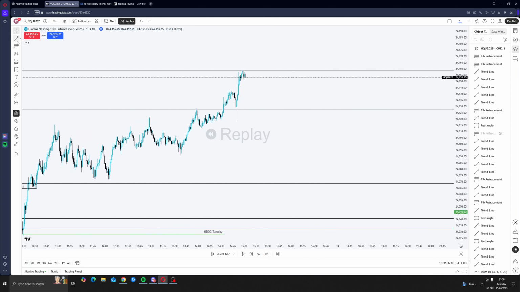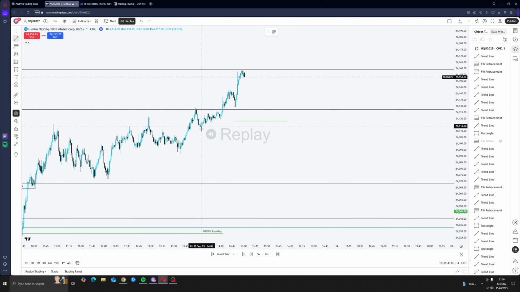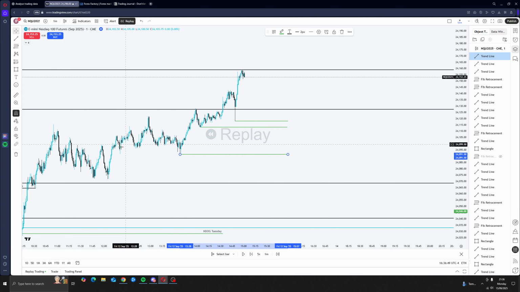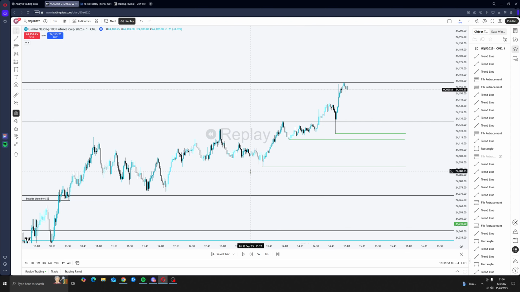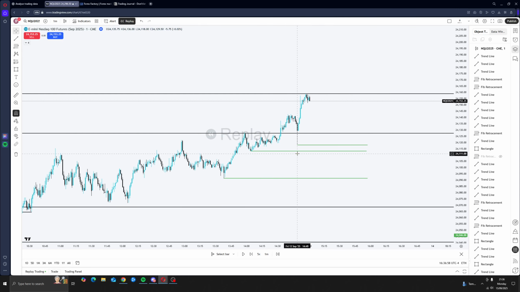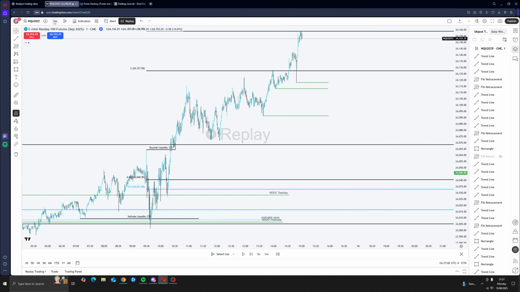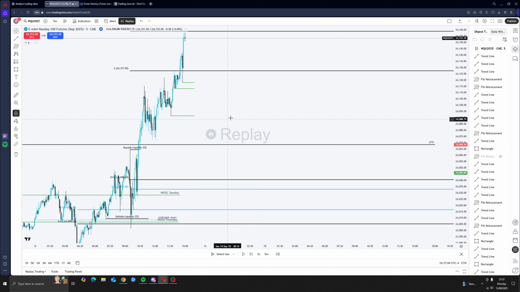We can aim for this low, and if we're feeling extra, this low. But this low took liquidity, so I wouldn't expect it too much. I want, what's this? This is a PM low. Yeah, this is our PM low. And macro. If we're feeling extra, but would that make a market structure shift?